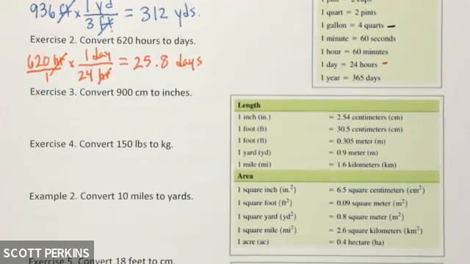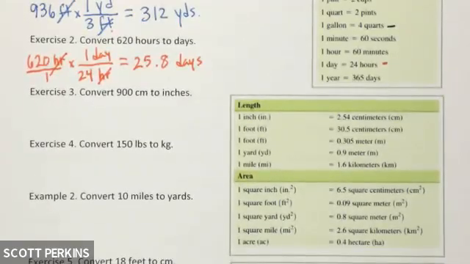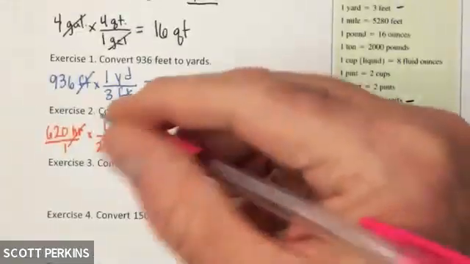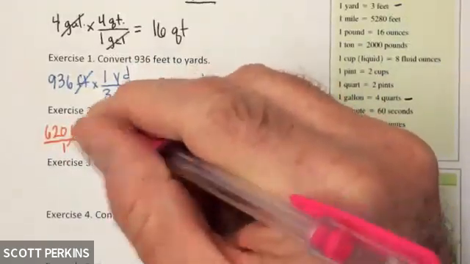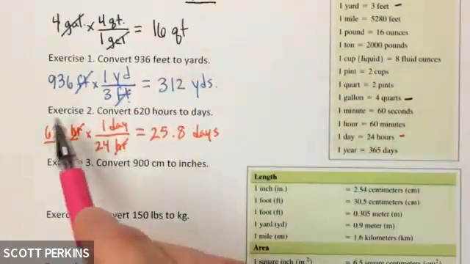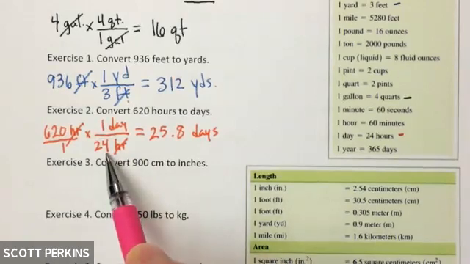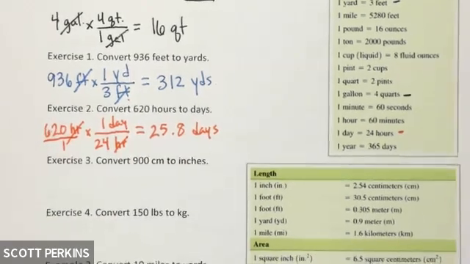Yeah, exactly. So if you had something that wasn't a reduced fraction, or you couldn't reduce the fraction, then you would. So let's just pretend that there's a world where it's not just a nice even relationship, that it was 5 days is 24 hours. Then what you would do is you take the 620 times the 5, and then you would divide by the 24. Yep, exactly.